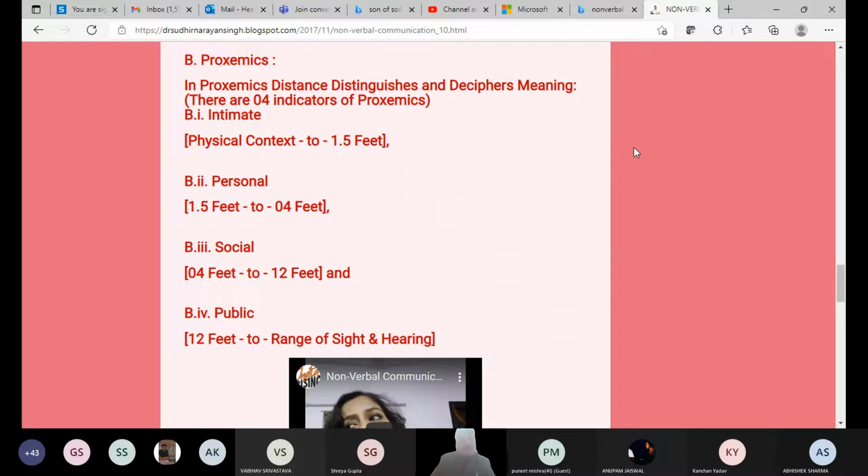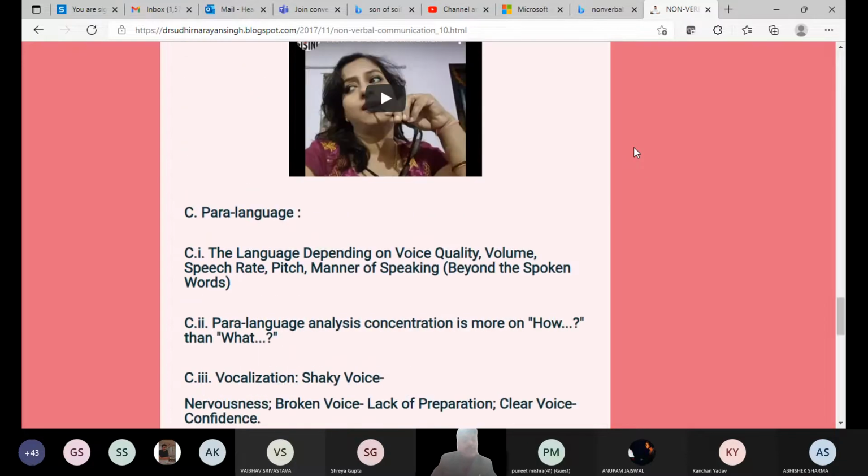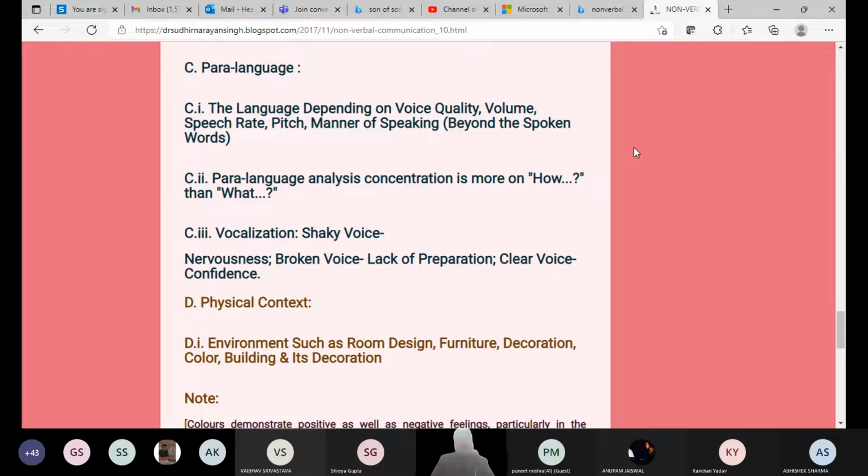Then there comes the public zone, which means 12 feet distance to the range of sight and hearing, as much as you can see. Then there comes paralanguage, the third significant part of non-verbal communication. And what is that? The language depending on the quality of the voice. Like in online education, if the voice is broken at your end because of non-availability of internet or poor connectivity, what will happen? My communication channel, which begins from my end and tries to reach your end, is being hampered and distorted heavily.